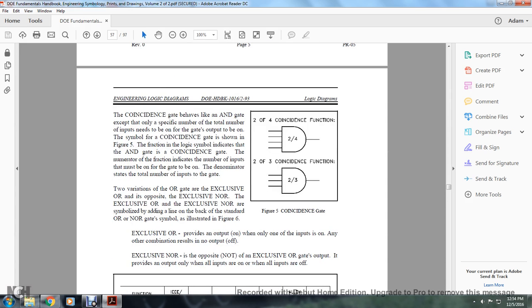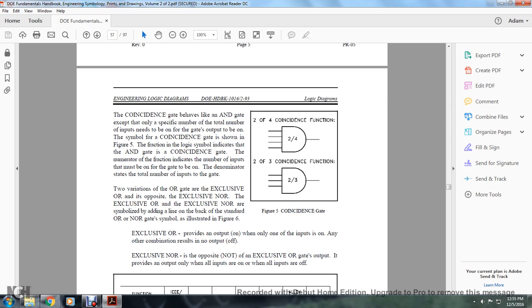A coincidence gate behaves like an AND gate, where a specific number of the total inputs needs to be on for the output to be on. The symbol for the coincidence gate is shown in Figure 5. A fractional logic symbol indicates the AND or coincidence gate. The numerator of the fraction indicates the number of inputs that must be on for the gate to be open. The denominator sets the total number of inputs on the gate. So you have your 2 of 3 on the gate, with its outputs and inputs. So you have 2 of 4 coincidence functions, and 2 of 3 coincidence functions.